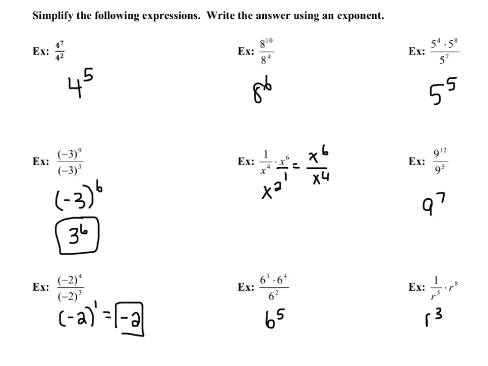For these two types of problems, we can make the second expression a fraction by putting it over 1. You can multiply across and then apply your subtraction rule because of division, so the final answer would be x squared. Then we have 9 to the 7th, negative 2 to the 1st just means it's negative 2, 6 to the 5th, and r to the 3rd.